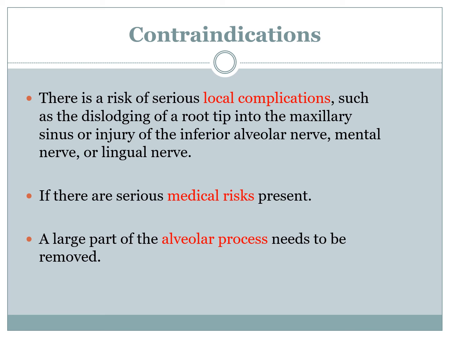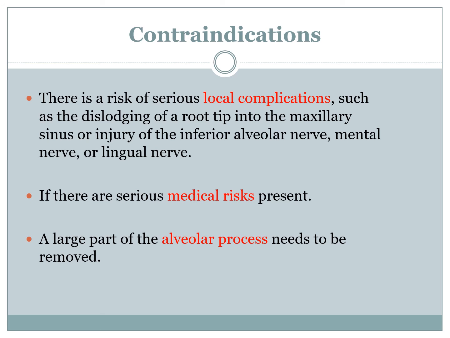So these are the indications for the open method. What are the contraindications for the open method? There is a serious risk of serious local complications, such as dislodging of the root tip into the maxillary sinus, or injury to the inferior alveolar nerve, mental nerve, or lingual nerve. Normally, when going for the extraction of a maxillary tooth, there is a chance a root fragment will slip inside the maxillary sinus.